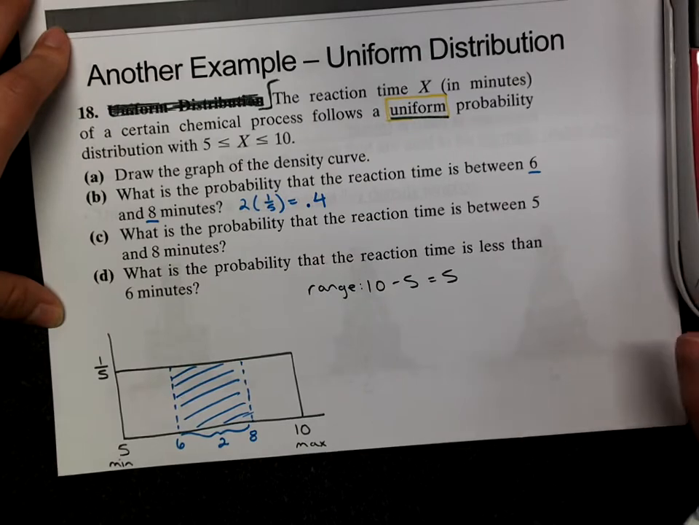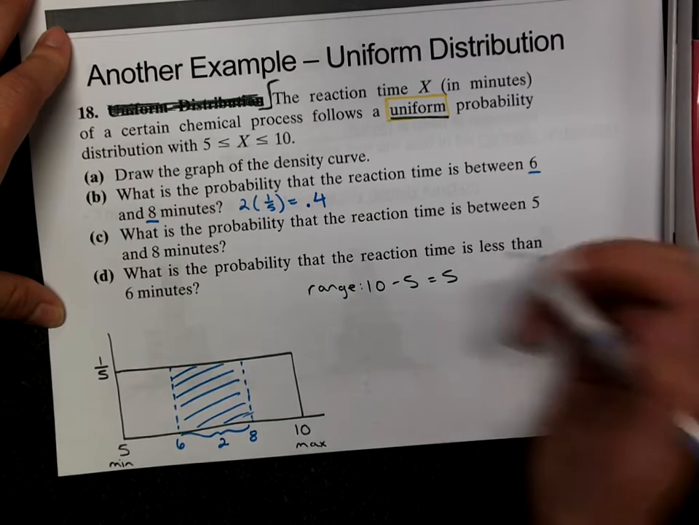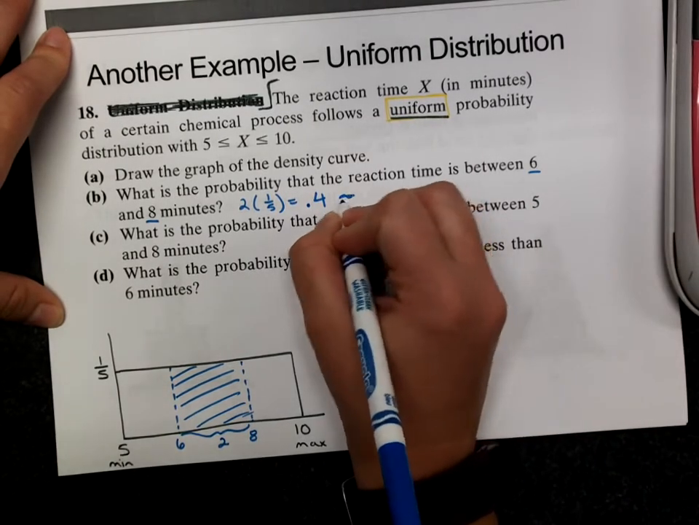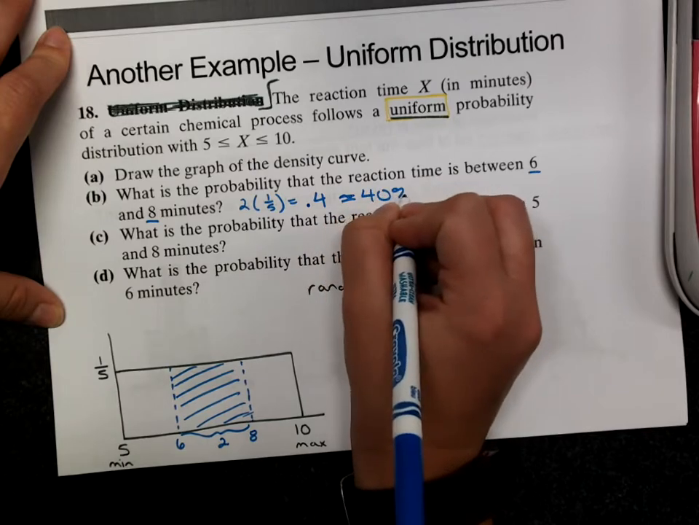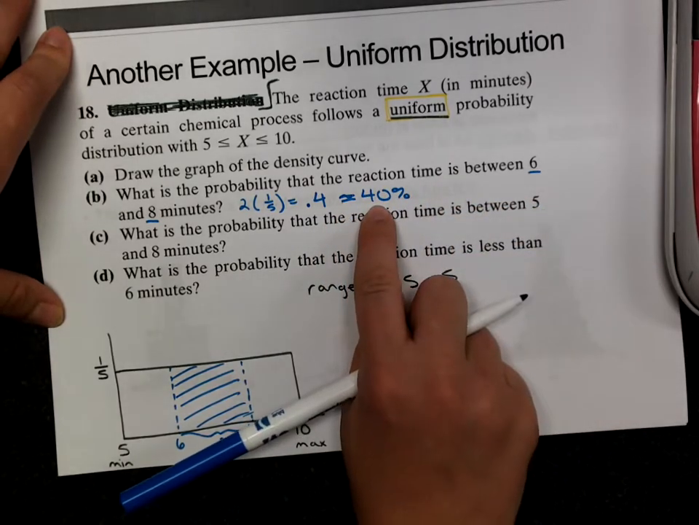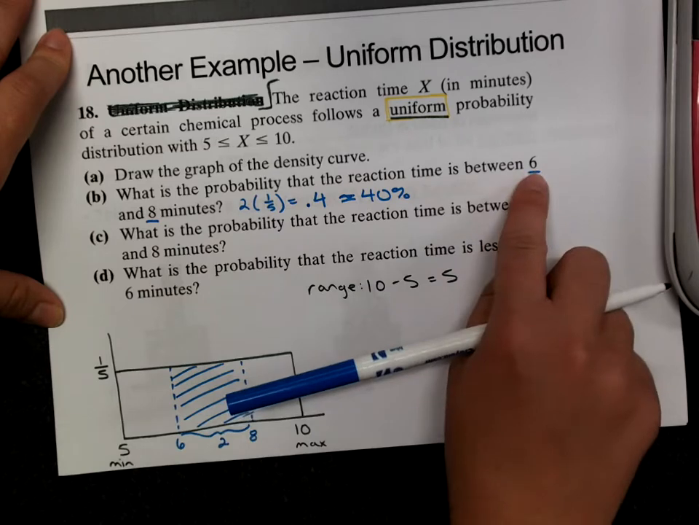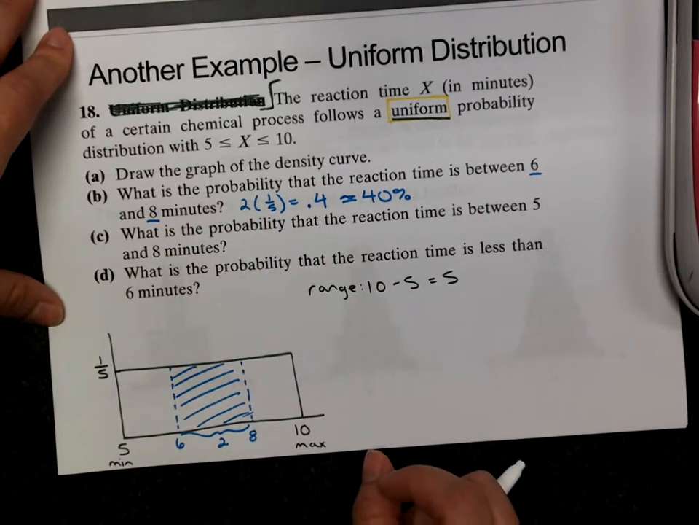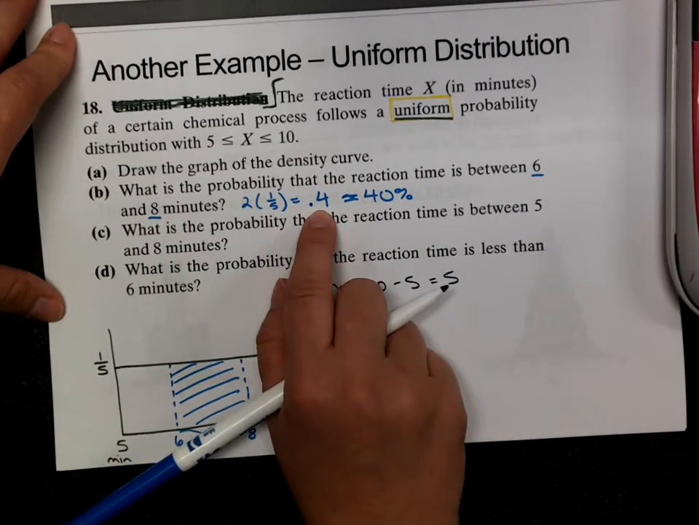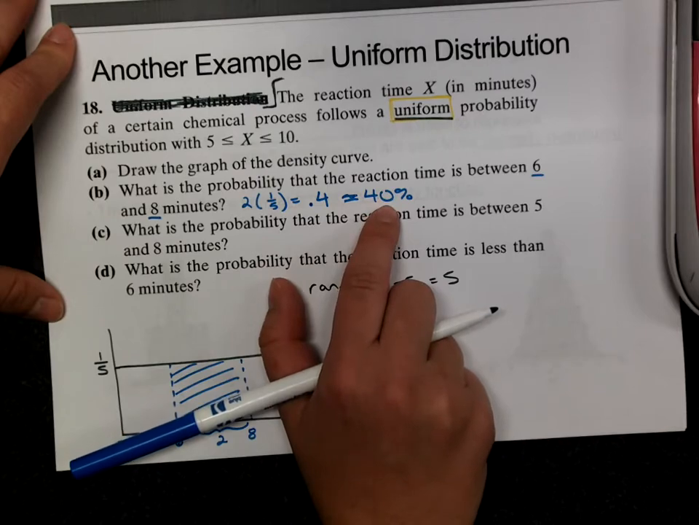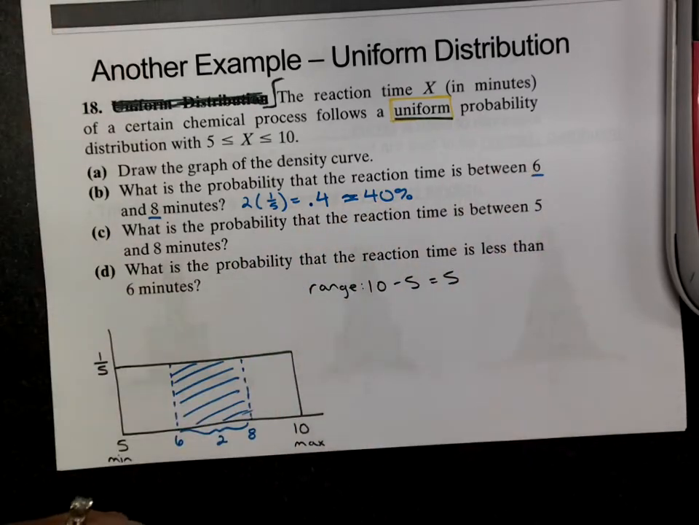So 2 times 1 over 5, and that's equal to 40%. So there's a 40% chance that the reaction time is between 6 and 8 minutes. So I think the computer will just want you to put in the decimal, but I like to take it one step further so you understand what these numbers mean.